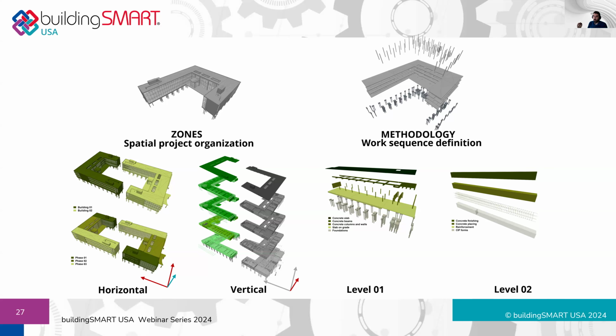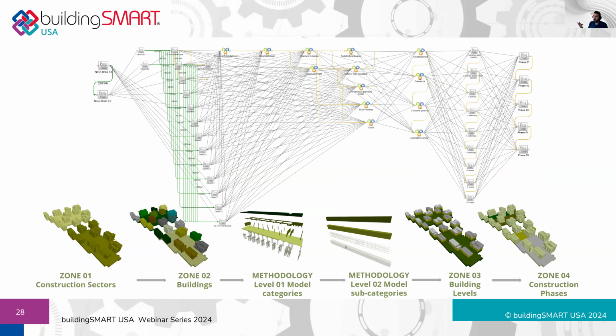How we do this in our platform: we automated this process, and we separated it into zones and methodologies. Zones define the sequence of spatial units of your model. That means building 1, finish-start, building 2, and so on. And methodology is a work sequence where you simply refer to the groups of works in your cost estimate that is already integrated with the model, and you specify the sequence of execution.